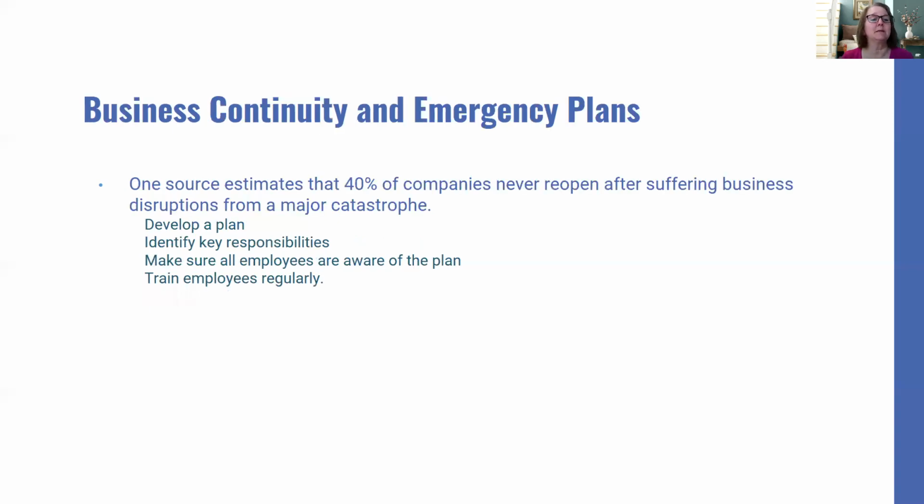And then you do need business continuity and emergency plans. One source estimates that 40% of companies never reopen after suffering business disruption from a major catastrophe. So putting a disaster plan in place is imperative. Develop a plan, identify key responsibilities, make sure all employees are aware of the plan, and train employees regularly. Those are some pretty important plans and steps to take into account when you are looking at safety, health, and risk management for a company.